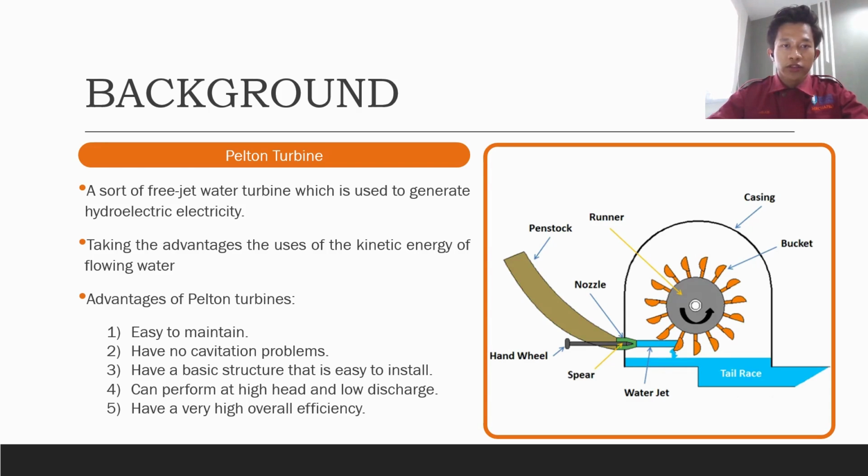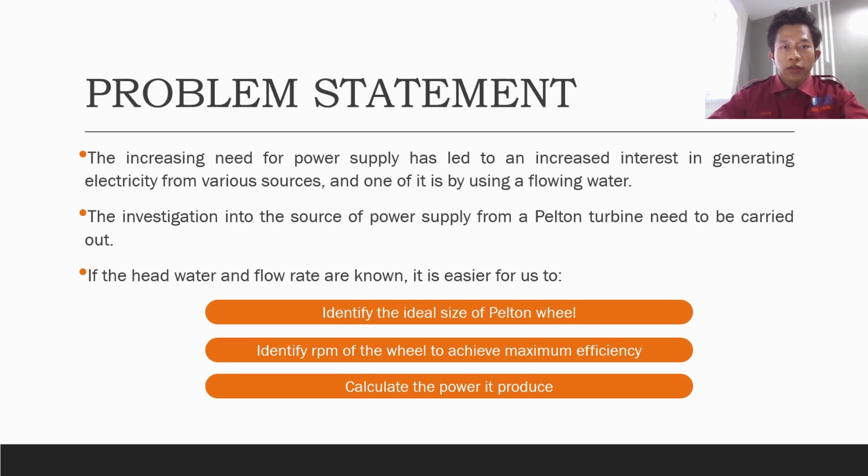The problem statement of this lab is that the increasing need for power supply from humans around the world has led to an increased interest in generating electricity from various sources, and one of them is by using flowing water. Therefore, the investigation into the power supply from Pelton turbines needs to be carried out by experimental techniques. If the head and flow rate are known, it is easier for us to identify the ideal size of Pelton wheel to be utilized, how quickly it should rotate to achieve maximum efficiency, and how much power it should produce.